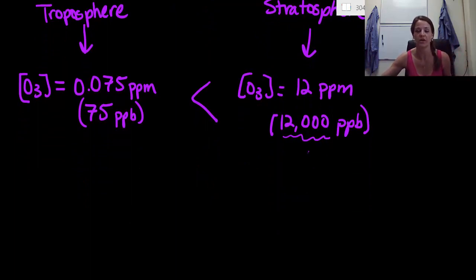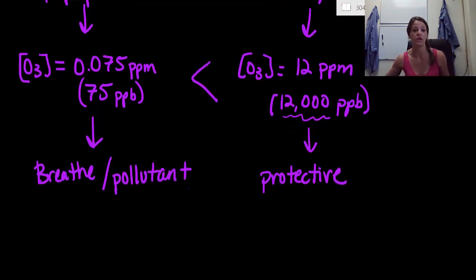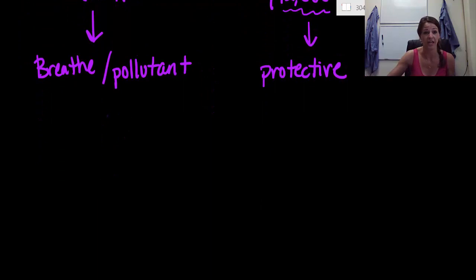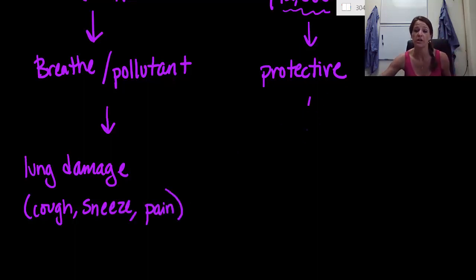So here in the stratosphere, we actually have ozone acting as a protective layer. Okay, but in the troposphere, when we breathe this in, it actually acts as a pollutant. Now we know from our previous unit that it acts as a pollutant in a very, very negative way. It causes a lot of lung damage. And the biggest symptoms of it are that you cough, you also sneeze, and sometimes it can even cause chest pain, which is terrible.